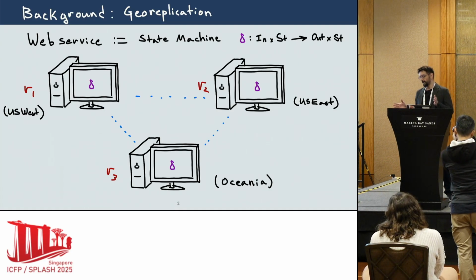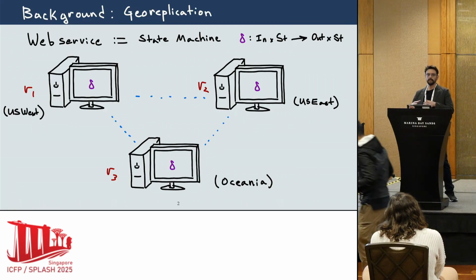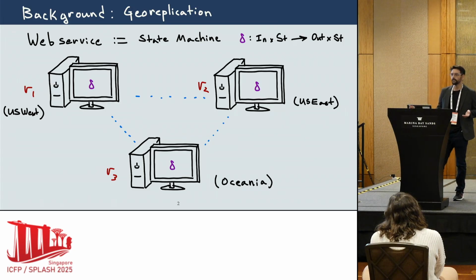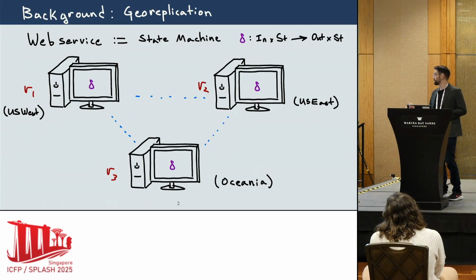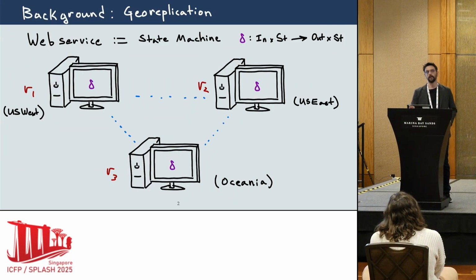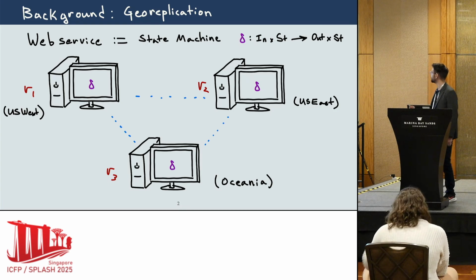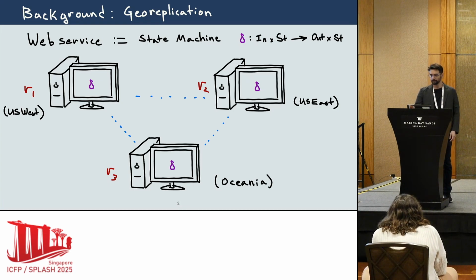If we have, say, a web service or some kind of service, and we want it to be more available or more fault tolerant, we would replicate this service across different nodes on a distributed system. We can represent this service usually as a state machine, which is our perspective in the paper. So here is just replicas 1, 2, and 3 at US West, US East, and Oceania, for example.